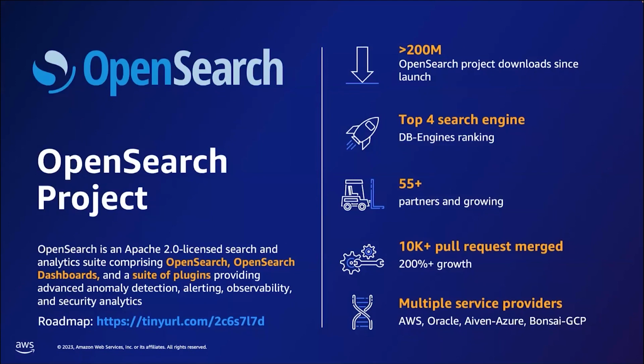When we talk about OpenSearch being offered as a service, we have multiple service providers. For example, AWS offers the service as Amazon OpenSearch Service. Then we have Aiven offering it on Azure and Bonsai offering it on GCP.